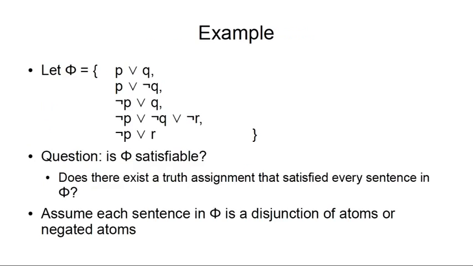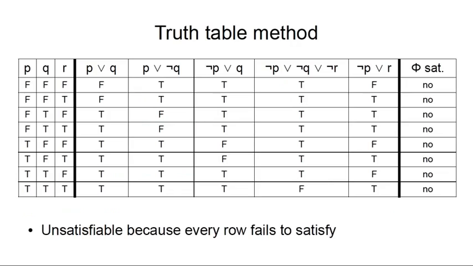Let's look at a concrete example. Here we have the set of sentences phi, and the question is to determine whether phi is satisfiable. That is, does there exist a truth assignment that satisfies every sentence in phi? Now, in this whole section, we will assume that each sentence is written as a disjunction of atoms or negated atoms. We know that this is okay because every sentence in propositional logic can be rewritten as an equivalent sentence in this form. First, let's look at a truth table method.